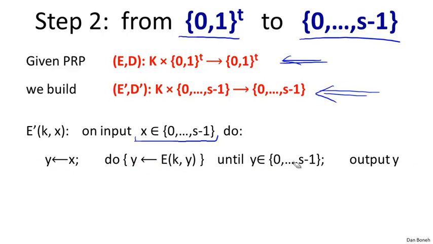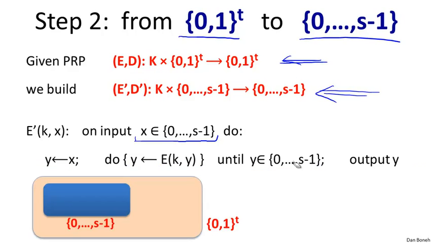So in a picture, let me explain how this works. We start from a point in our target set, and now we apply the function e, and we might be mapped into this point outside our target set. So we're not going to stop. Now we apply the function e again, and we might be mapped into this point, and now we apply the function e again, and all of a sudden we're mapped into this point, and then we stop. And that's our output. Okay, so that's how we map points from 0 to s minus 1 to other points in 0 to s minus 1.